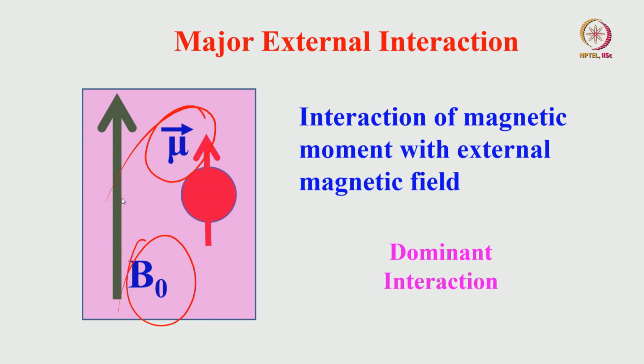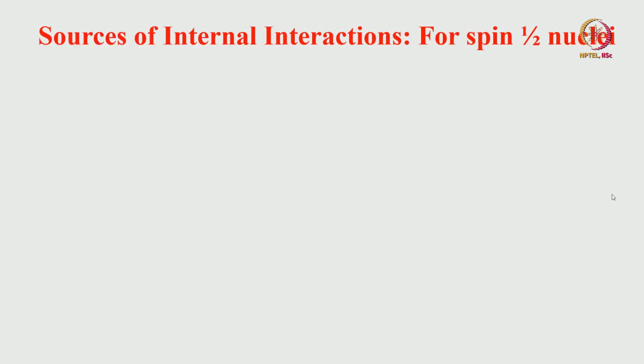You may ask me, what is the interaction strength? Every interaction can be defined by its strength. What is the energy separation we calculated and observed? Resonance in NMR appears in the megahertz frequency range. That means the Zeeman interaction is of the order of megahertz. The strength of the interaction is of the order of megahertz. That is the interaction strength. Please remember, Zeeman interaction strength is of the order of megahertz.